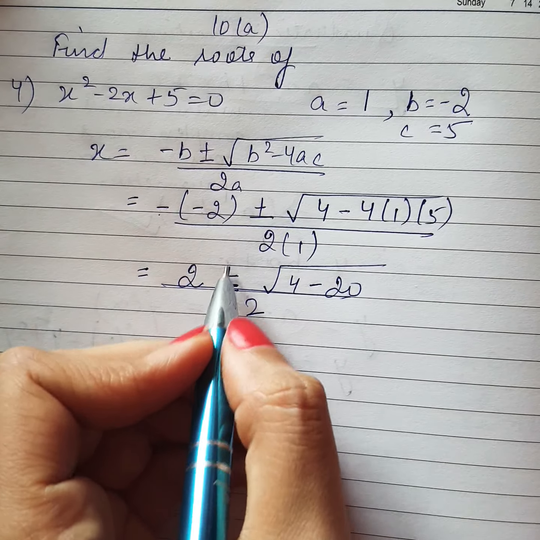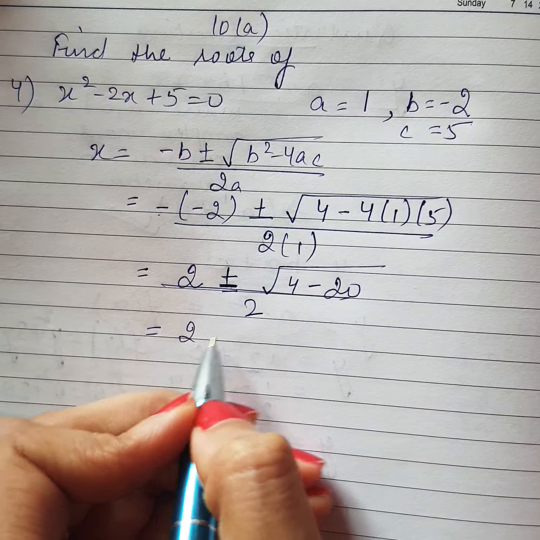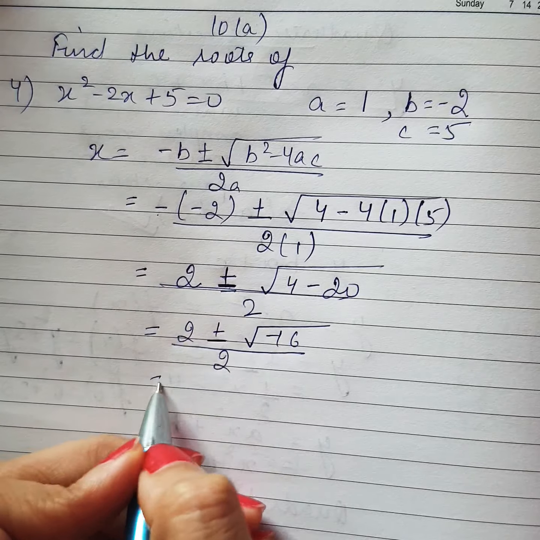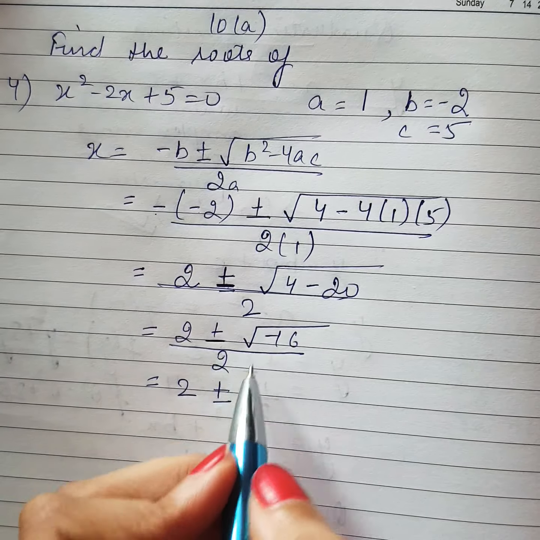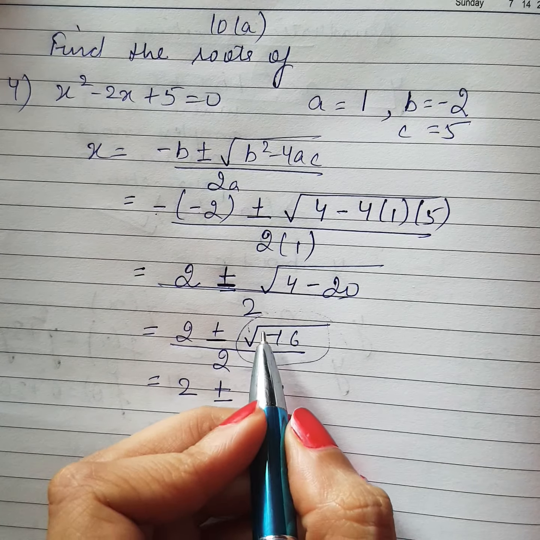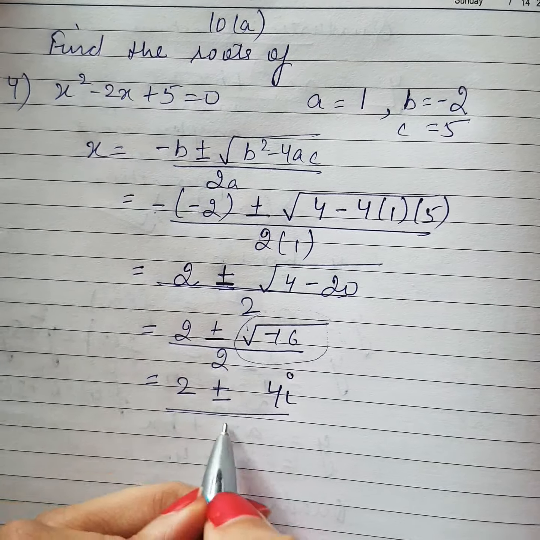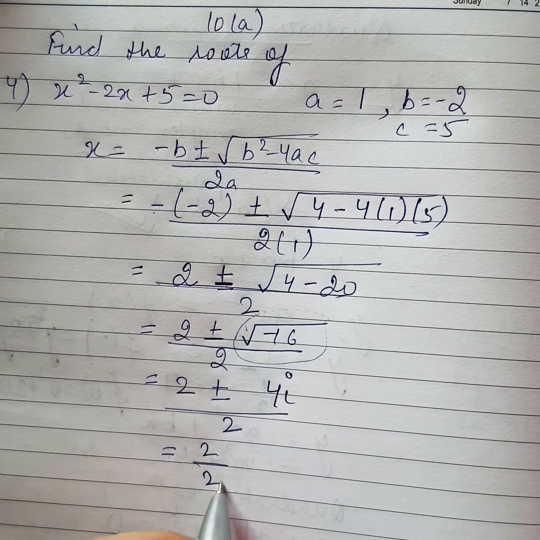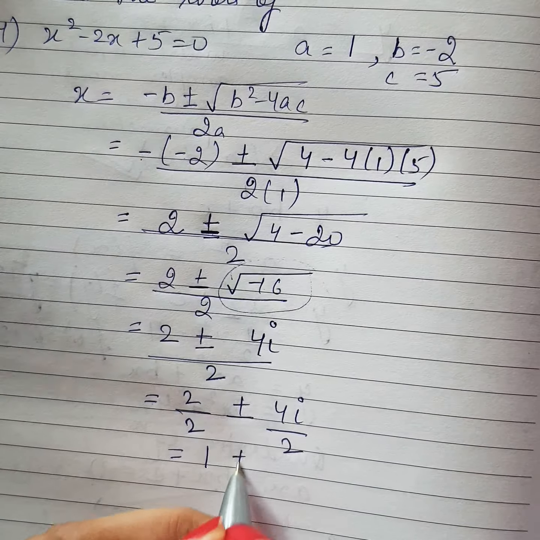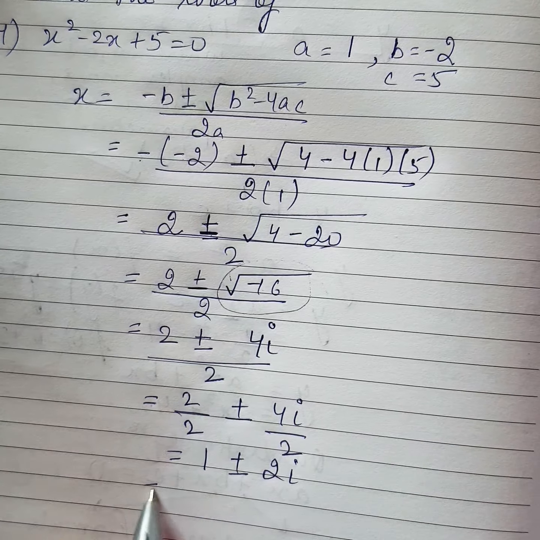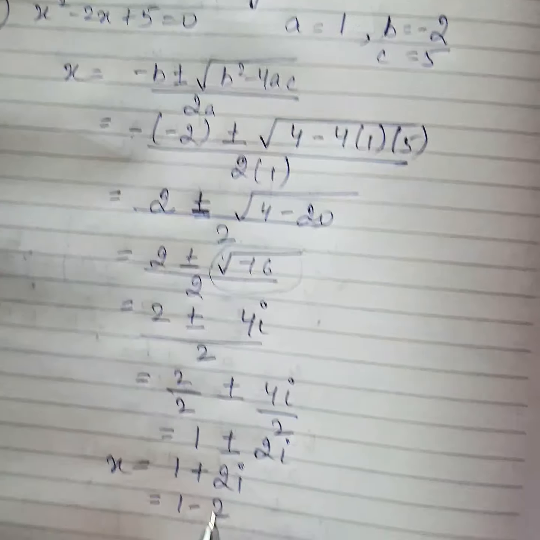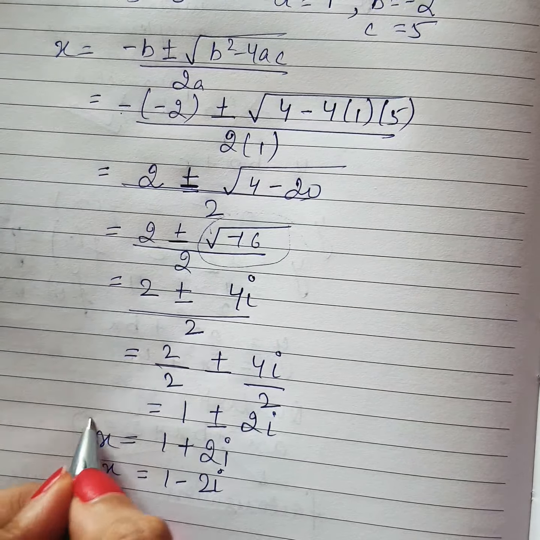Make sure the sign plus minus should be clearly visible in your solution. This is minus 16 under root upon 2. Now under root 16 means 4, and under root minus 1 means i, the imaginary number. Then 2 by 2 plus minus 4i by 2, that is 1 plus minus 2i. So the first value is 1 plus 2i, and the second value is 1 minus 2i. So these are the roots.